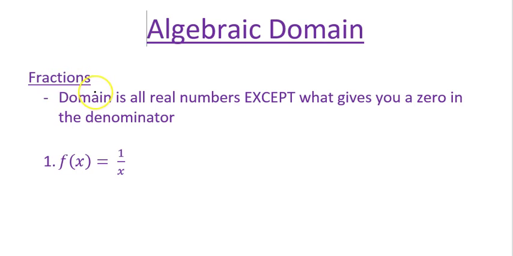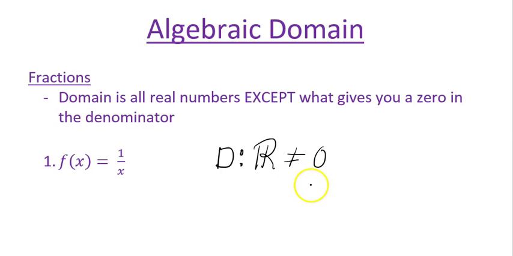With fractions, your domain has to be anything except what gives you a 0 in the denominator. So if the bottom of the fraction is 0, when you plug that number in, that number is not in the domain. So our first example, I have f of x equals 1 over x. Now this is on your toolbox function list. You should know what the graph looks like so you can verify your answer by looking at the graph. But here, the only thing that I could plug into the denominator and make the denominator 0 is 0. And so my domain would be all real numbers not equal to 0.